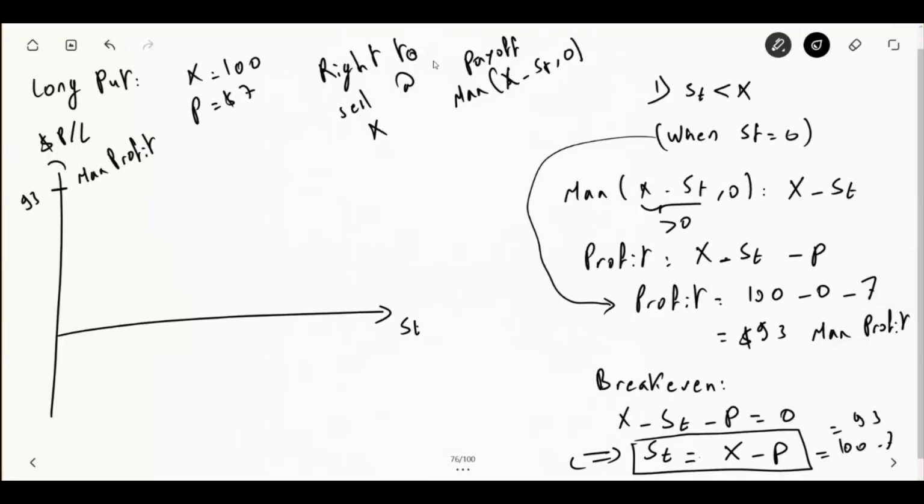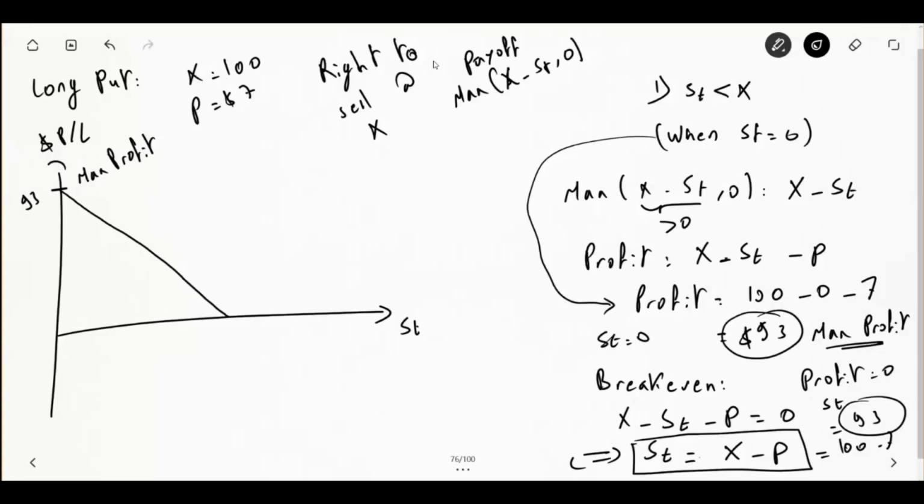So as you can see, the maximum profit is equal to the break-even point. Of course, this is the maximum profit when ST equals 0, and this is ST when the profit is equal to 0. So as the stock price is increasing, my profit is decreasing until I reach that break-even point of $93, where I have X minus P.